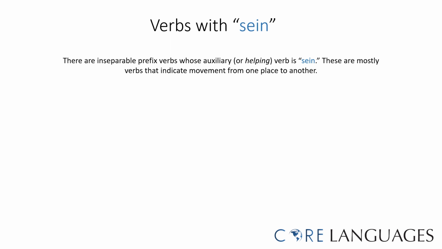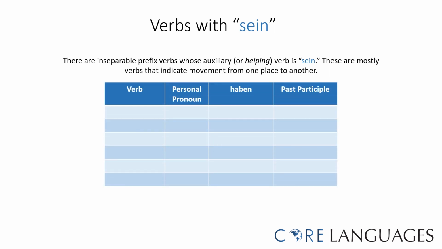There are also inseparable prefix verbs that use the auxiliary verb sein to form the present perfect. These are mostly verbs that indicate movement from one place to another. For example, verreisen, to travel or to go on a journey. Ich bin verreist. I have traveled or I have gone on a journey. Zerfallen, to fall apart or to decay. Es ist zerfallen. It has decayed.